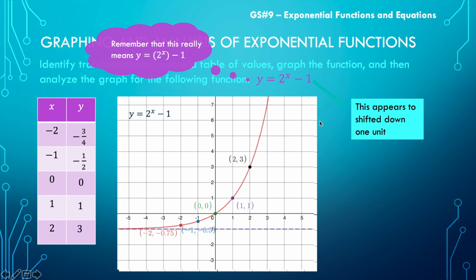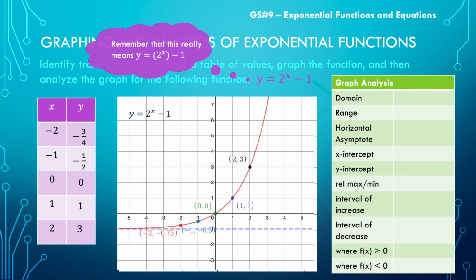All right, so let's analyze this thing. Domain still negative infinity to positive infinity, but the range is different. Because this has been shifted down 1 unit, our range is going to extend from negative 1 all the way up to infinity, from that asymptote up. Our horizontal asymptote we already decided was y is equal to negative 1. Here we do have an x-intercept though. Look on the x-axis and see where this graph intersects it. Here we know the x-intercept to be 0. And the y-intercept is also 0, looking at just the y-axis.